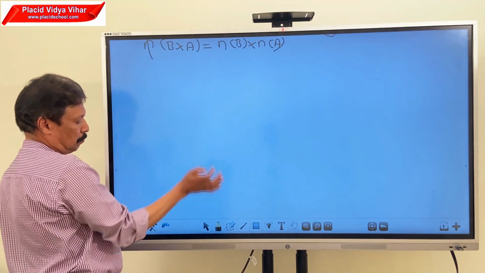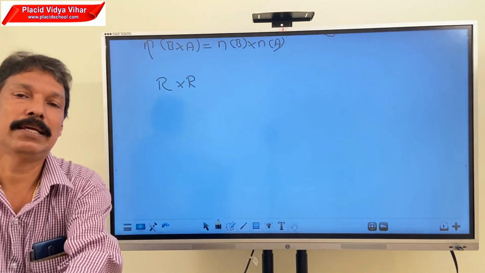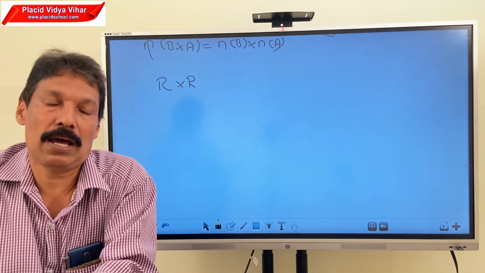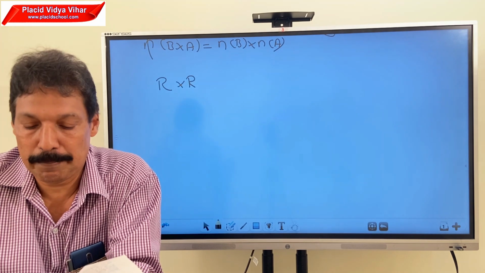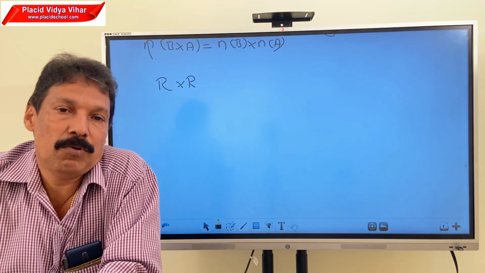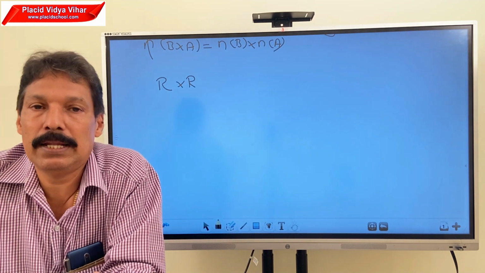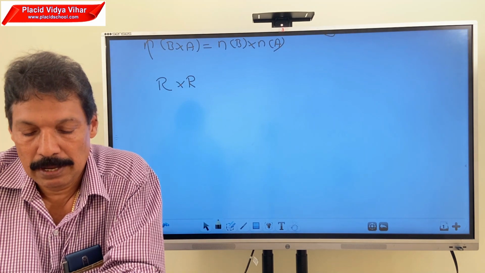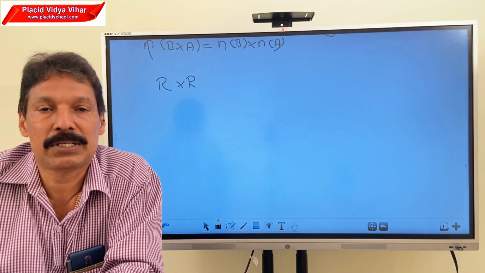Then we consider R cross R, where R is the set of real numbers. R cross R is the set of all points in a Cartesian plane. That is, R cross R equals the set of ordered pairs (x, y) such that x belongs to the real numbers and y belongs to the real numbers, which represents the coordinates of all points in two-dimensional geometry.